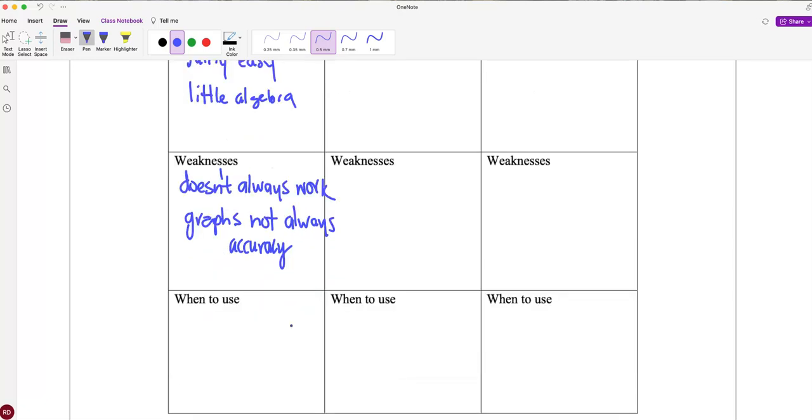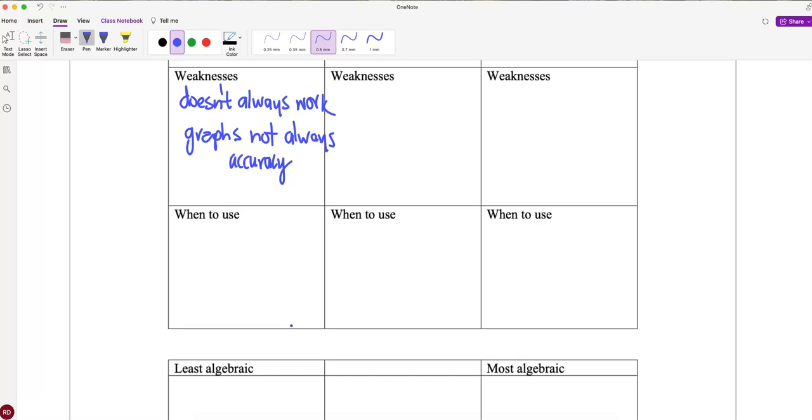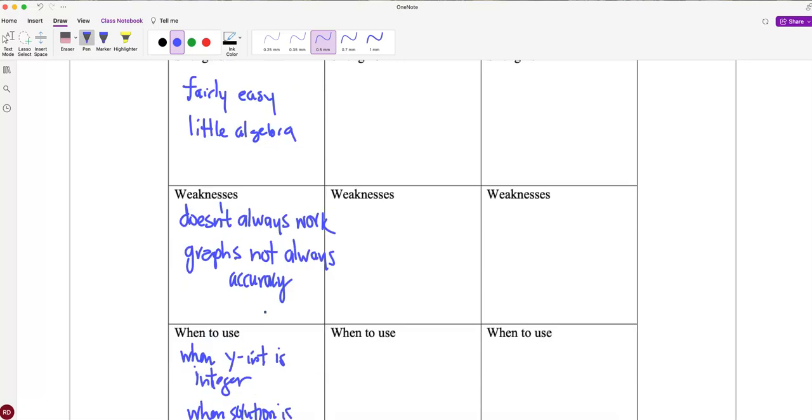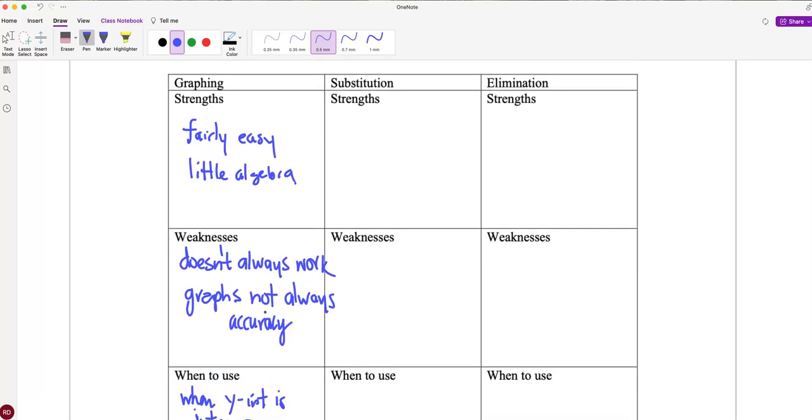So when do you use graphing? Really, you want to use it when your y-intercept is an integer, or mainly when the solution is integer. Anytime the solution doesn't lie on a grid line, it's going to be tough to use that one. What are some of the strengths of substitution? One of the strengths is that it always works.